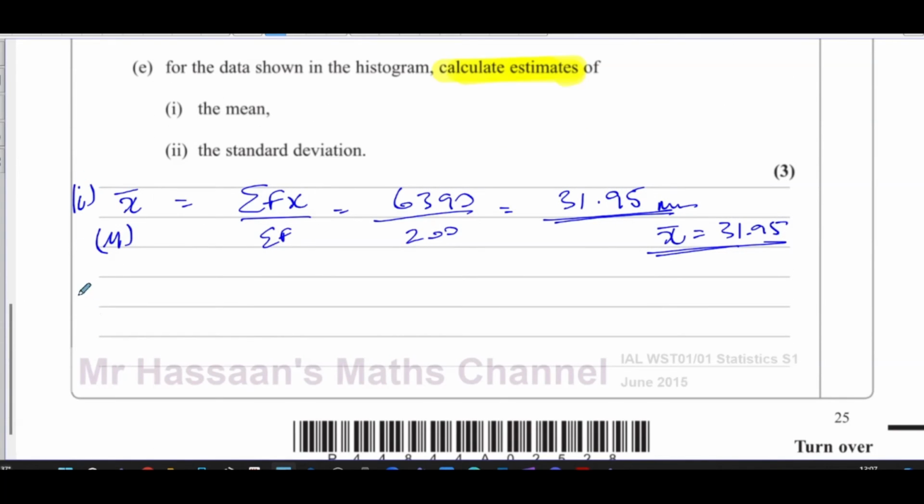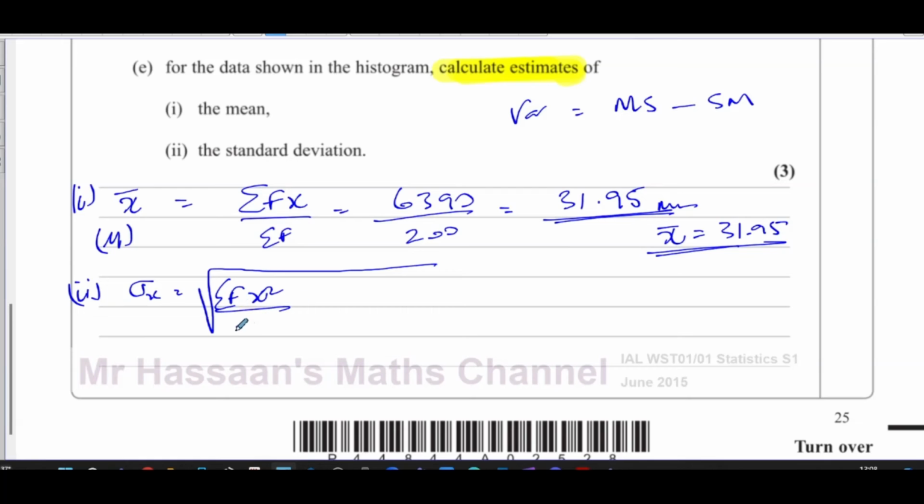So this is part two. Now the standard deviation is the square root of the variance. And the variance is equal to the mean of the squares minus the square of the mean. So the standard deviation of our x values is going to be the square root of the mean of the squares, which is the sum of fx squared divided by the sum of the frequencies, minus the square of the mean, which is the sum of fx over the sum of f, and that has to be squared.